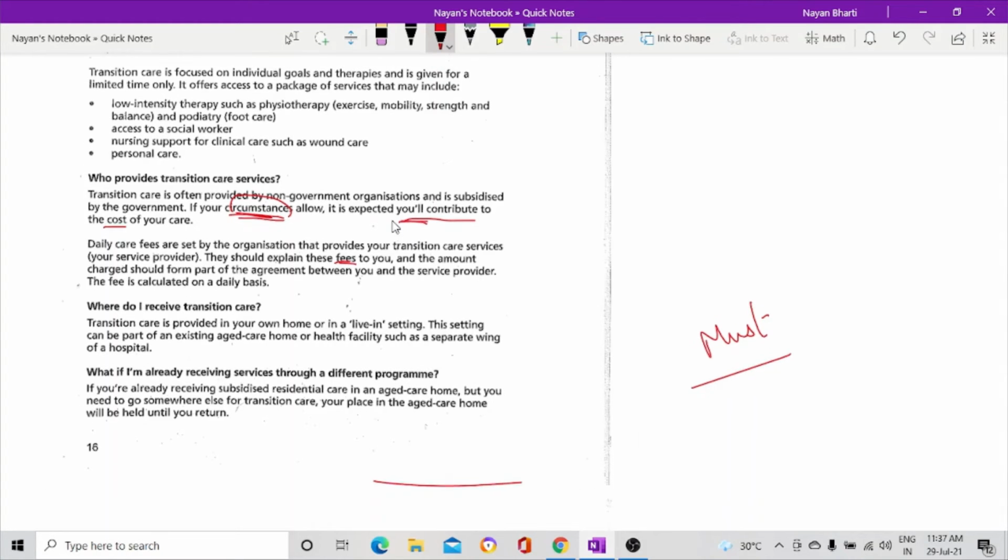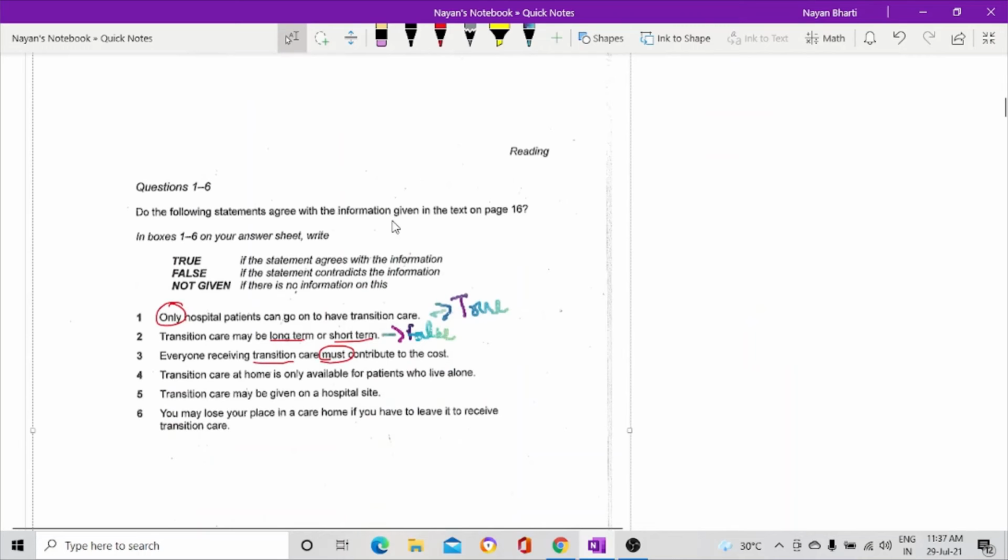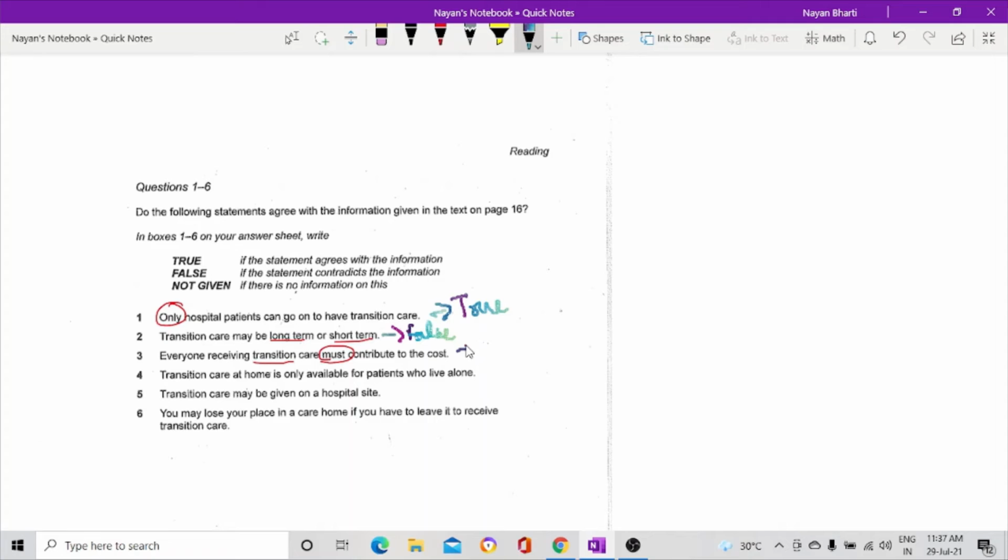So now what will be the answer for this one in that case? Yes, it's going to be false. I hope you are getting the point. The main thing is you have to understand the keyword. That's the main thing that you have to focus on. Now let's move to the fourth answer.